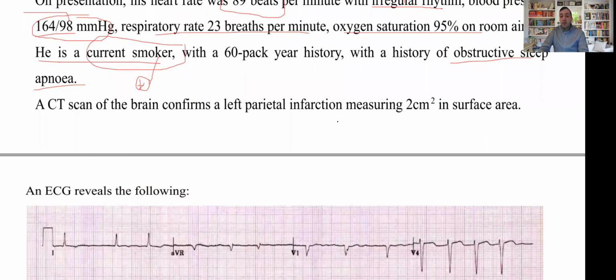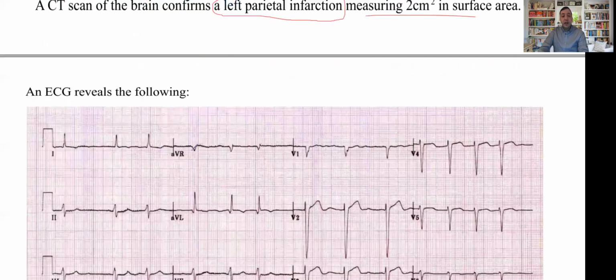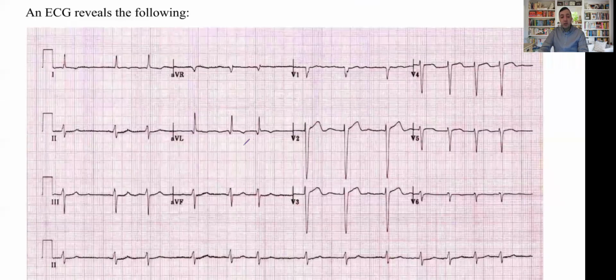CT scan of the brain confirmed left parietal infarction. So the patient has ischemic stroke, confirmed with CT scan: left parietal infarction measuring 2 centimeters in the surface area. The ECG revealed the following. So this is the ECG. What's the finding here in the ECG?